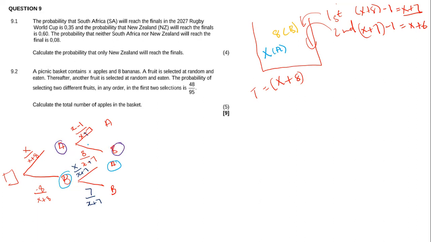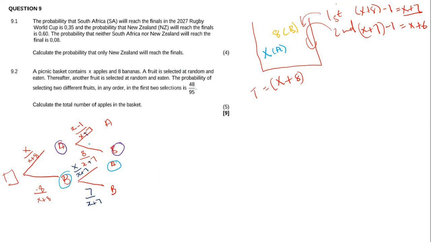From the first trial, you choose an apple. For the second trial, you choose a banana. Here, let's say maybe from the first trial you choose a banana, and the second trial you choose an apple. These are different fruits in any order. It does not matter whether you started with apple and banana or you started with banana and apple.